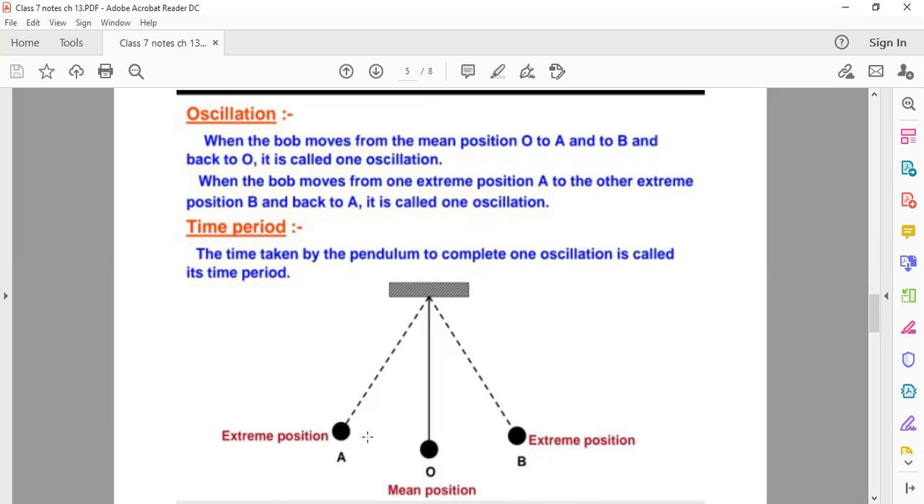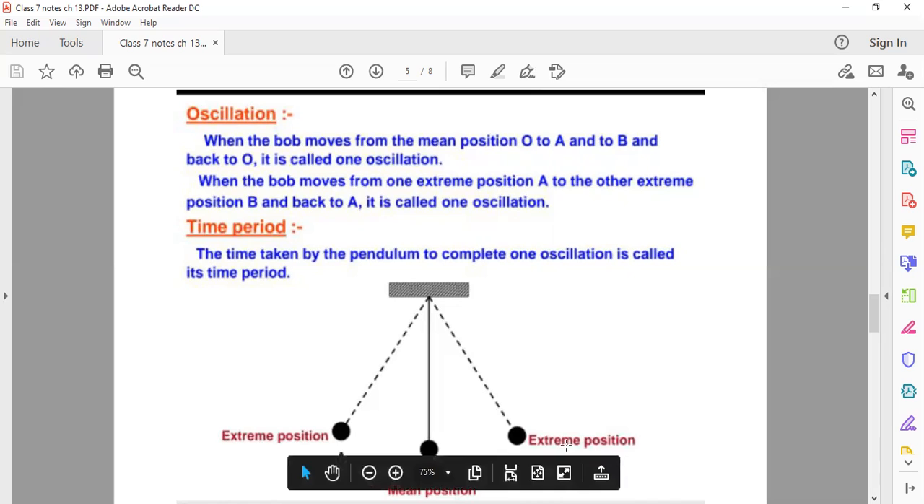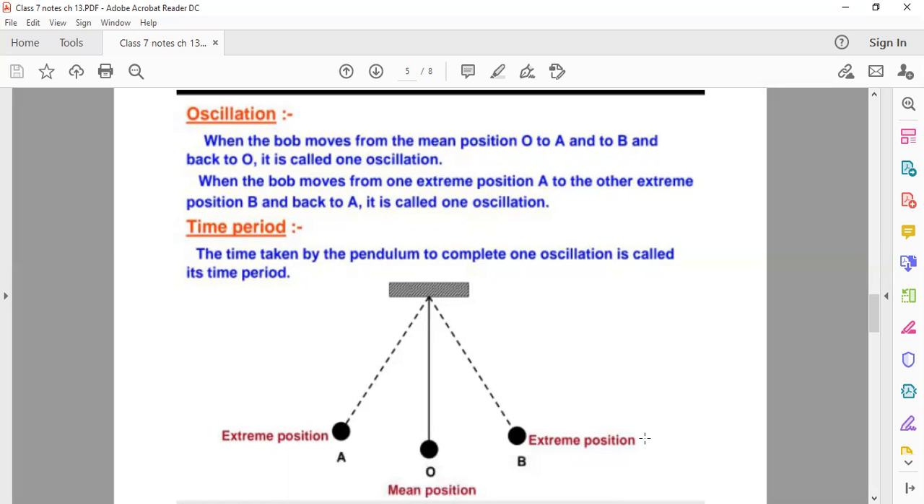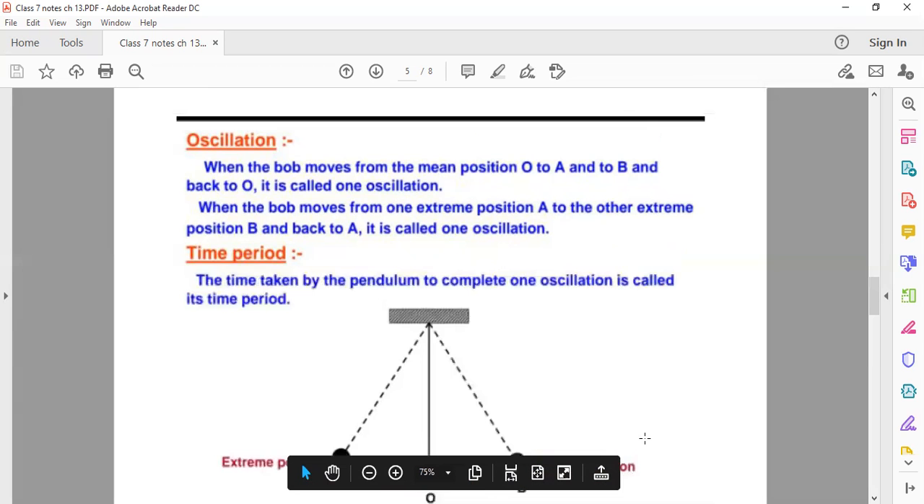Next is the time period of a pendulum. The time taken by a pendulum to complete one oscillation, in how much time the pendulum has completed one oscillation, is called its time period. So, this is the concept of a pendulum. I hope it is clear to you what an oscillation is and what the time period is.